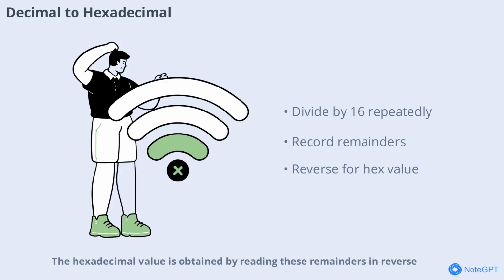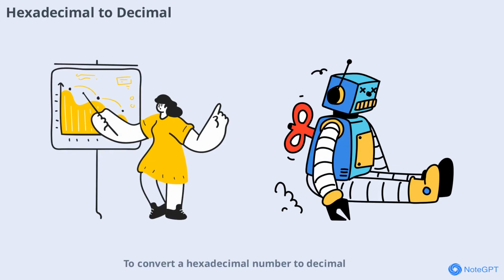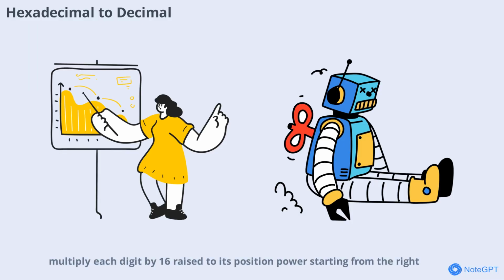The hexadecimal value is obtained by reading these remainders in reverse. Hexadecimal is especially useful for representing large binary numbers compactly. To convert a hexadecimal number to decimal, multiply each digit by 16 raised to its position power, starting from the right. Add up all the products to get the decimal equivalent. This process is essential for understanding memory addresses and color codes in computing.